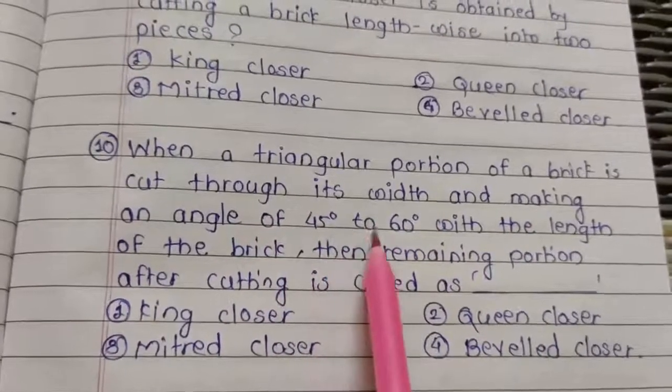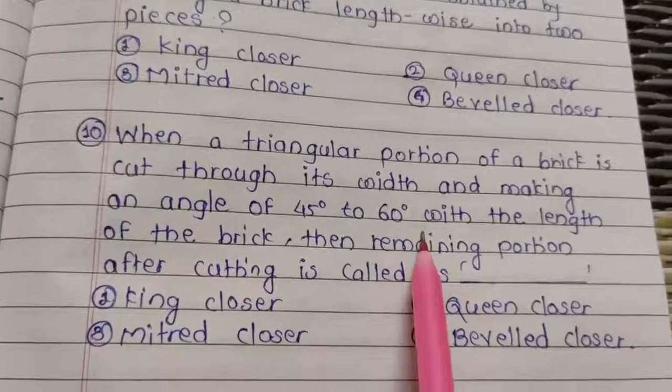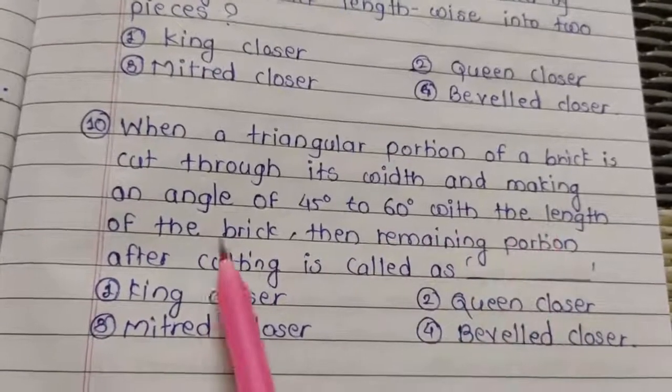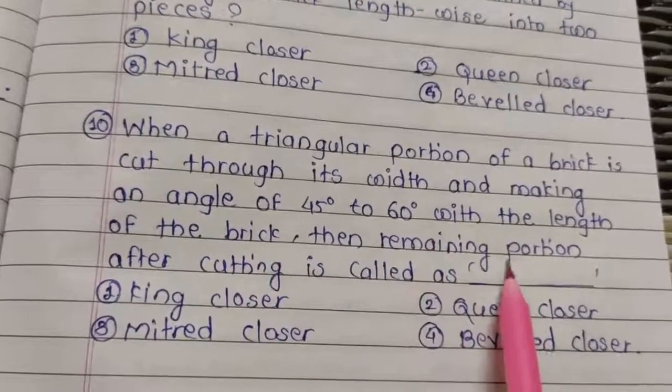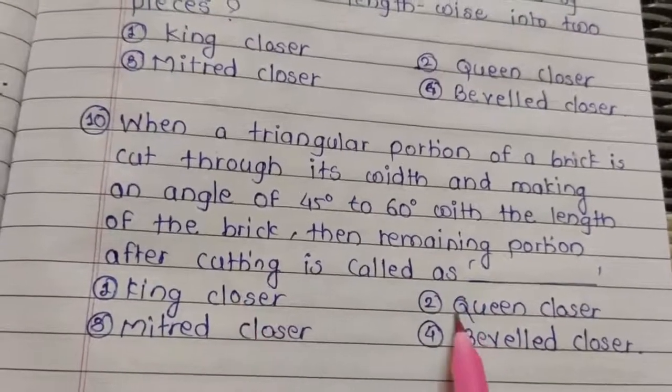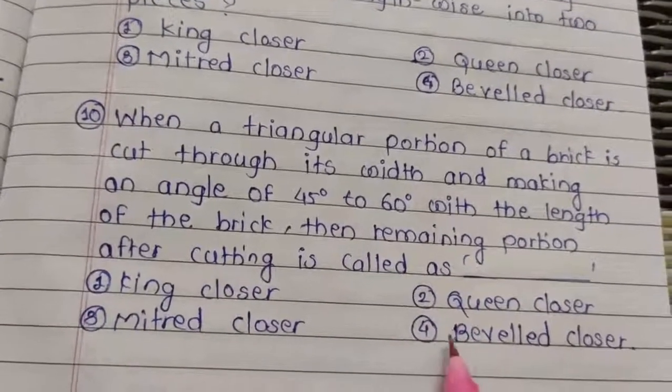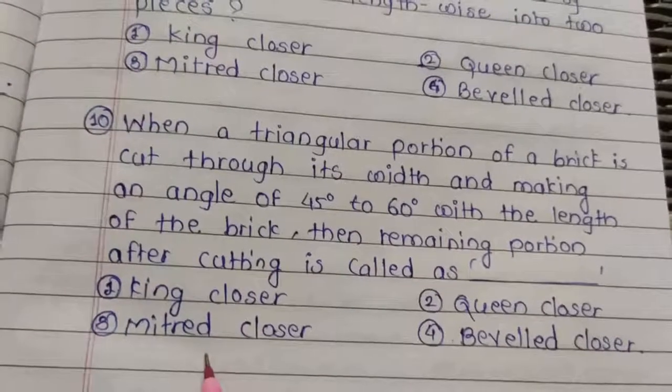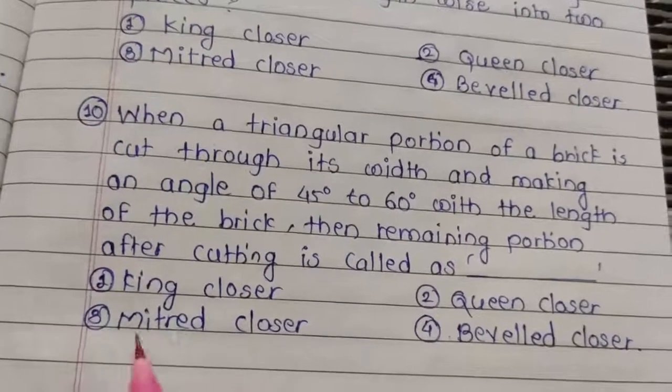When a triangular portion of a brick is cut through its width, making an angle of 45 degree to 60 degree with the length of the brick, then the remaining portion after cutting is called as king closure, queen closure, mitred closure, beveled closure. Answer is mitred closure.